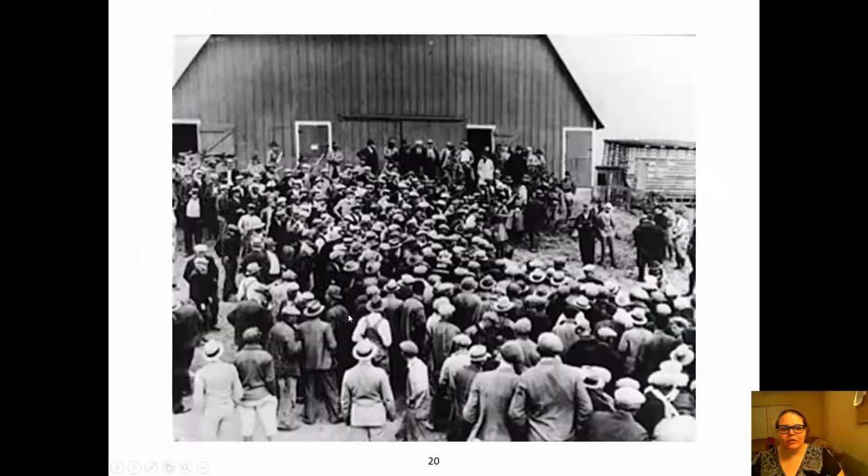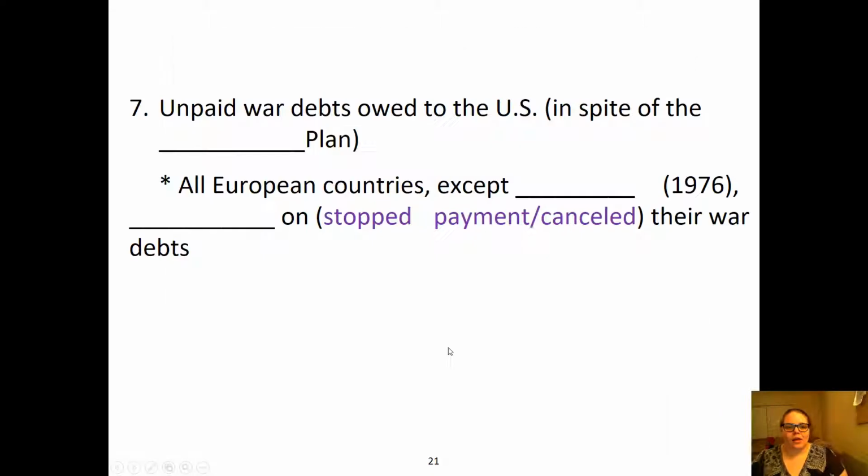We'll talk about this some more tomorrow, but you're going to see a lot of penny auctions where farmers are going bankrupt. This is a picture of a penny auction. I'll show it to you again tomorrow. And yes, when I say penny auction, farms were literally sold for a couple of dollars, just pennies.